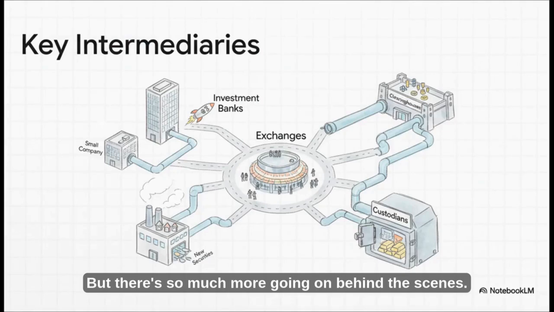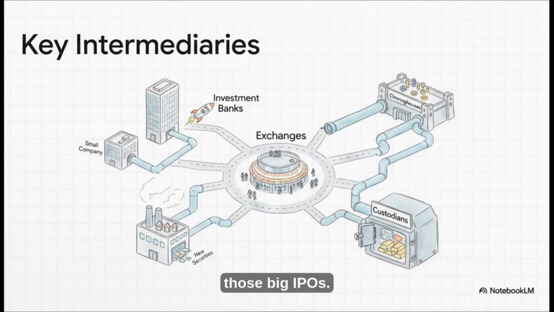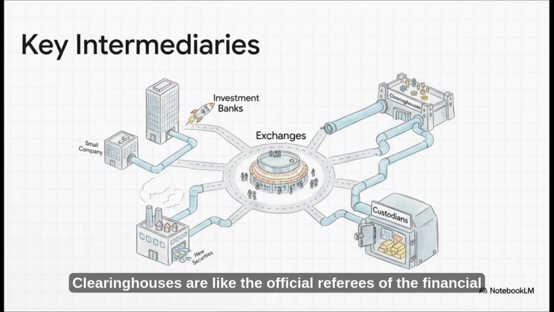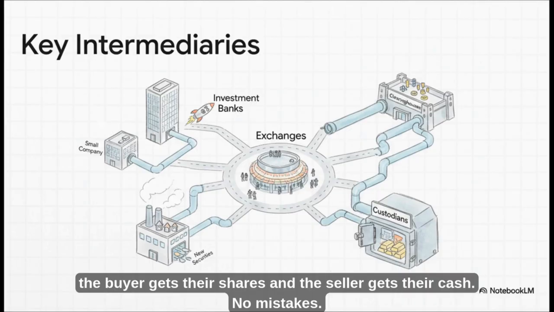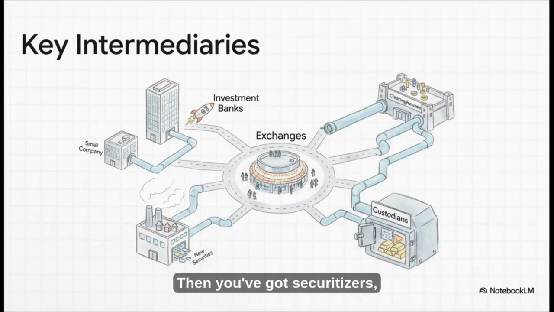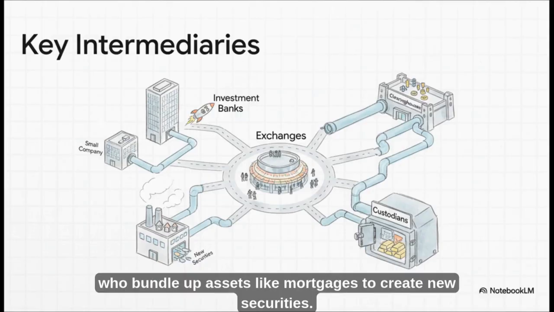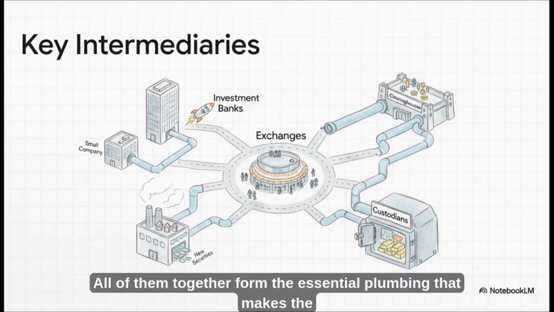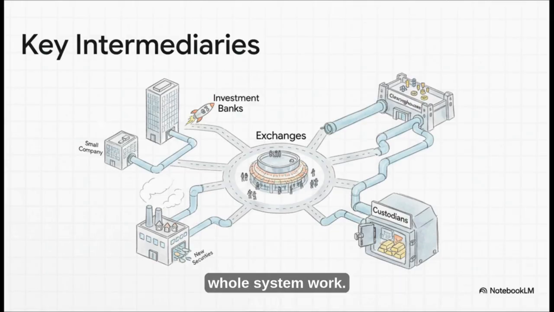But there's so much more going on behind the scenes. Investment banks help companies with those big IPOs. Exchanges, well, they're the marketplaces themselves. Clearinghouses are like the official referees of the financial world. They make sure that when a trade happens, the buyer gets their shares and the seller gets their cash. No mistakes. Then you've got securitizers, who bundle up assets like mortgages to create new securities. And finally, custodians are like super secure vaults holding onto your investments for you. All of them together form the essential plumbing that makes the whole system work.